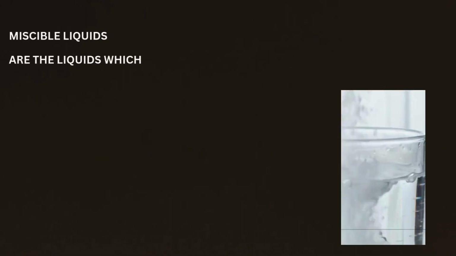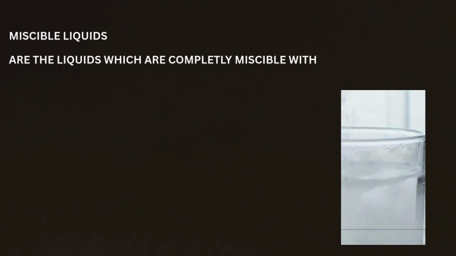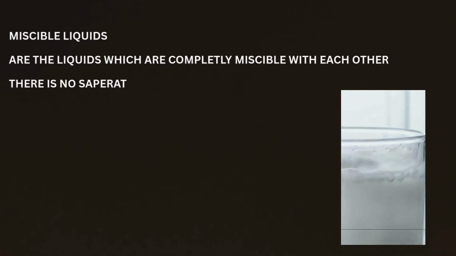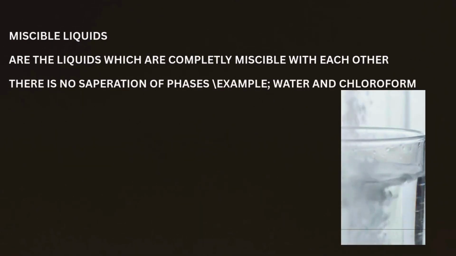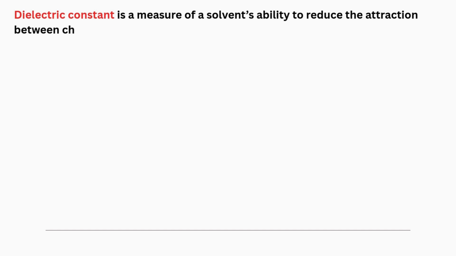Miscible liquids. These are the liquids which are completely miscible with each other. That is, there is no phase separation. Example, water and chloroform. What is dielectric constant? It is the measure of solvent ability to reduce the attraction between the charged particles.